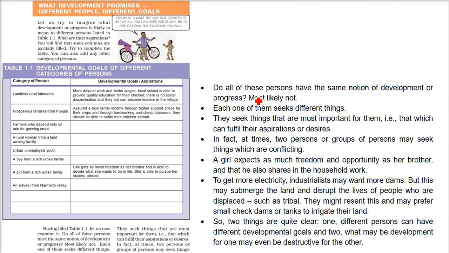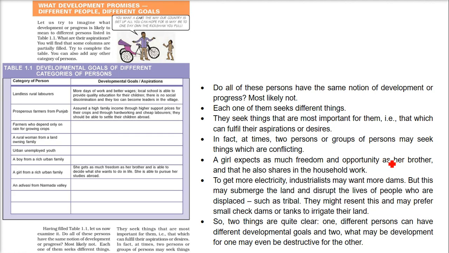Now what we saw just now, the question I am again posing in front of you: do all these persons have the same notion of development or progress? No, they don't. Everyone has different aspirations and they seek things that are very common or important to them. That is, they just want to fulfill their aspirations and desires. And one thing is there, that some group of persons or two persons may want things which are conflicting in nature.